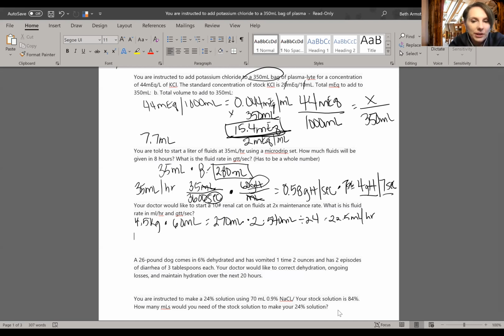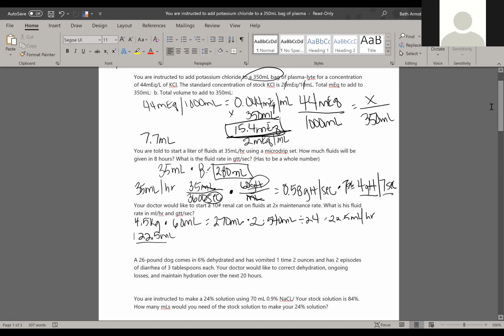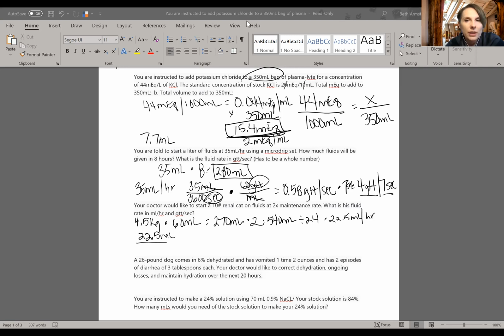So that's the first part of our problem. And then we're going to go to drips per second again. So again, we go 22.5 mLs. And then why don't you guys do this part and let's see what we come up with. And then remember our macro and micro.